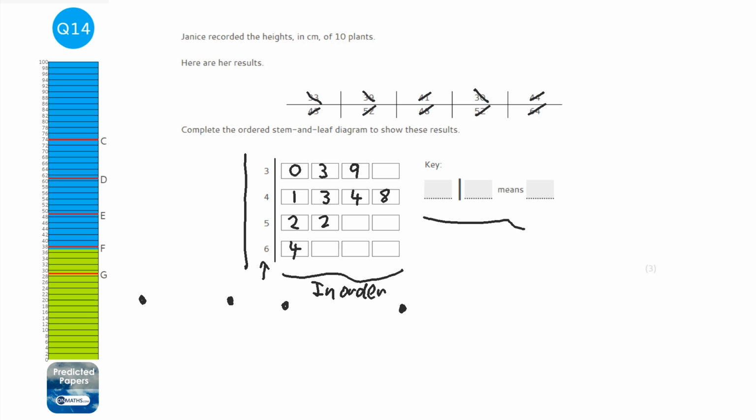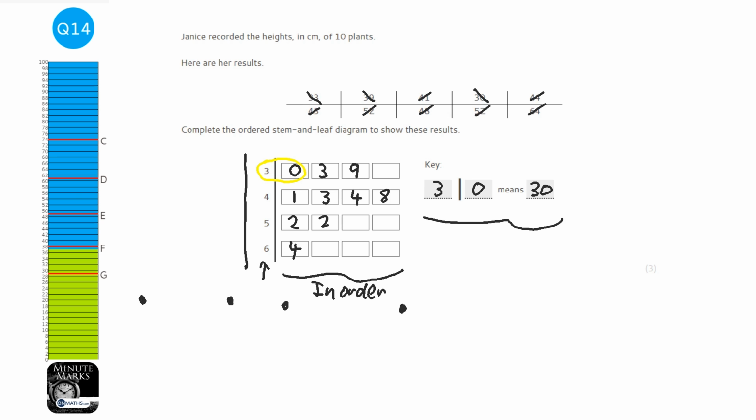Okay, the last thing to do is the key. Now the key is just pick a value, any value. I always pick the one at the top left, but it can be any value. It doesn't even have to be a value on there. And you do 3 line 0, which I've just copied the bit I've done in the yellow, means 30.